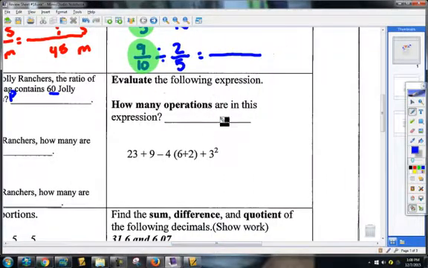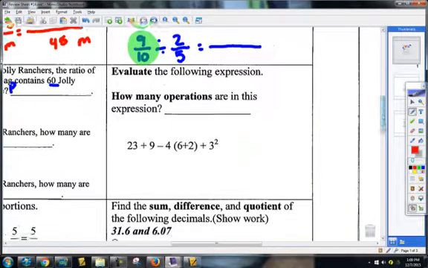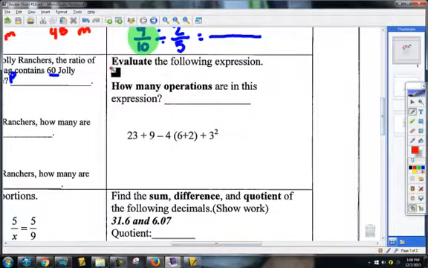How many expressions are in this operation? How many operations are in this expression? You just have to go through there and count what's going on. I think you'll be able to figure that one out. And then obviously you need to evaluate it, so don't forget about that. Actually, that's not the right word. The right word is actually simplify.